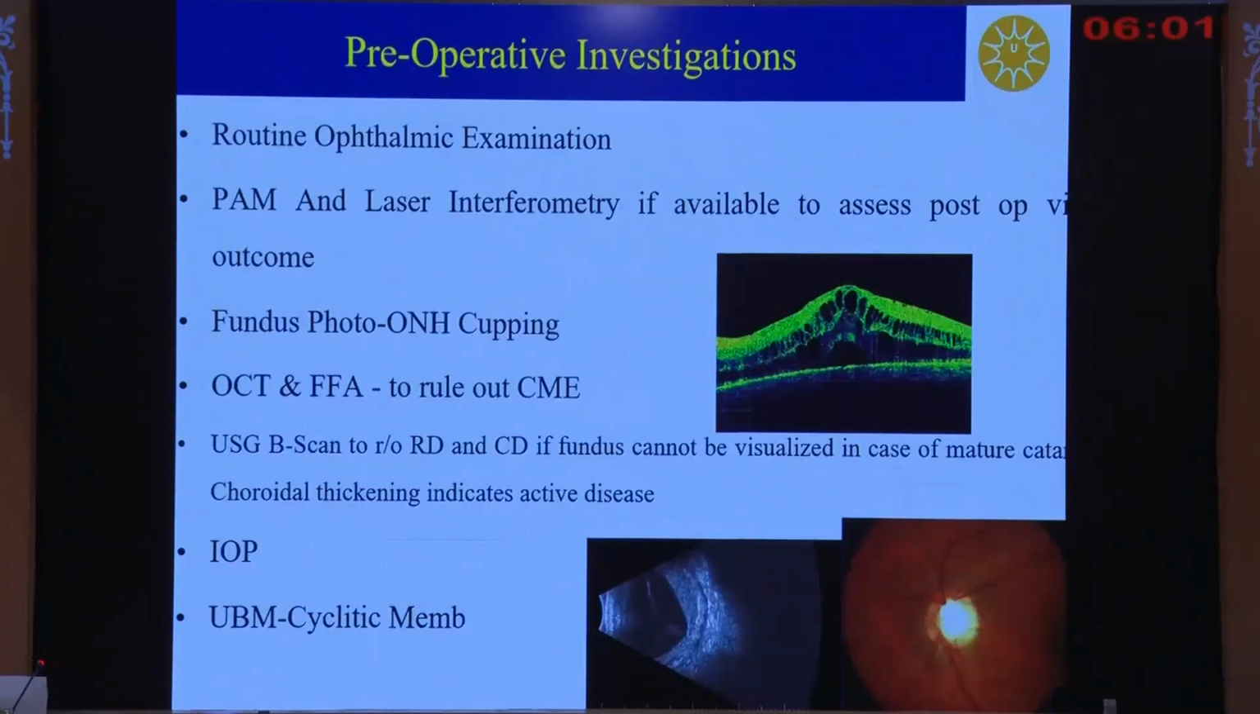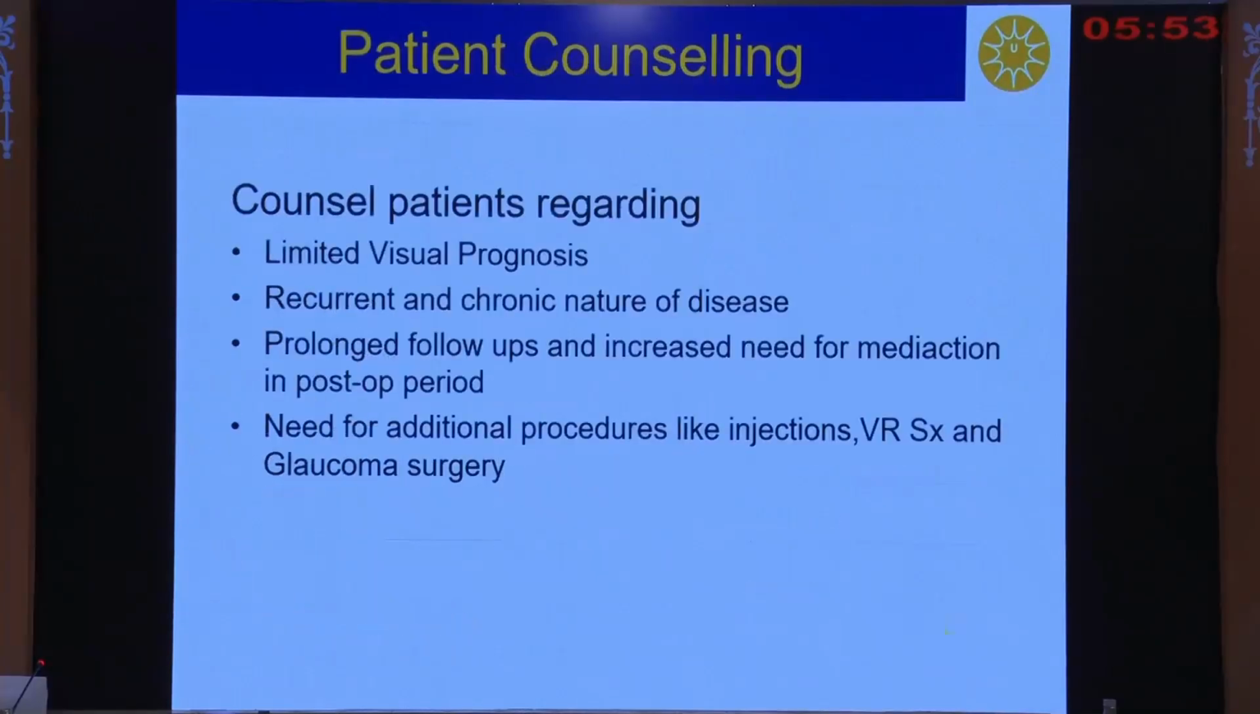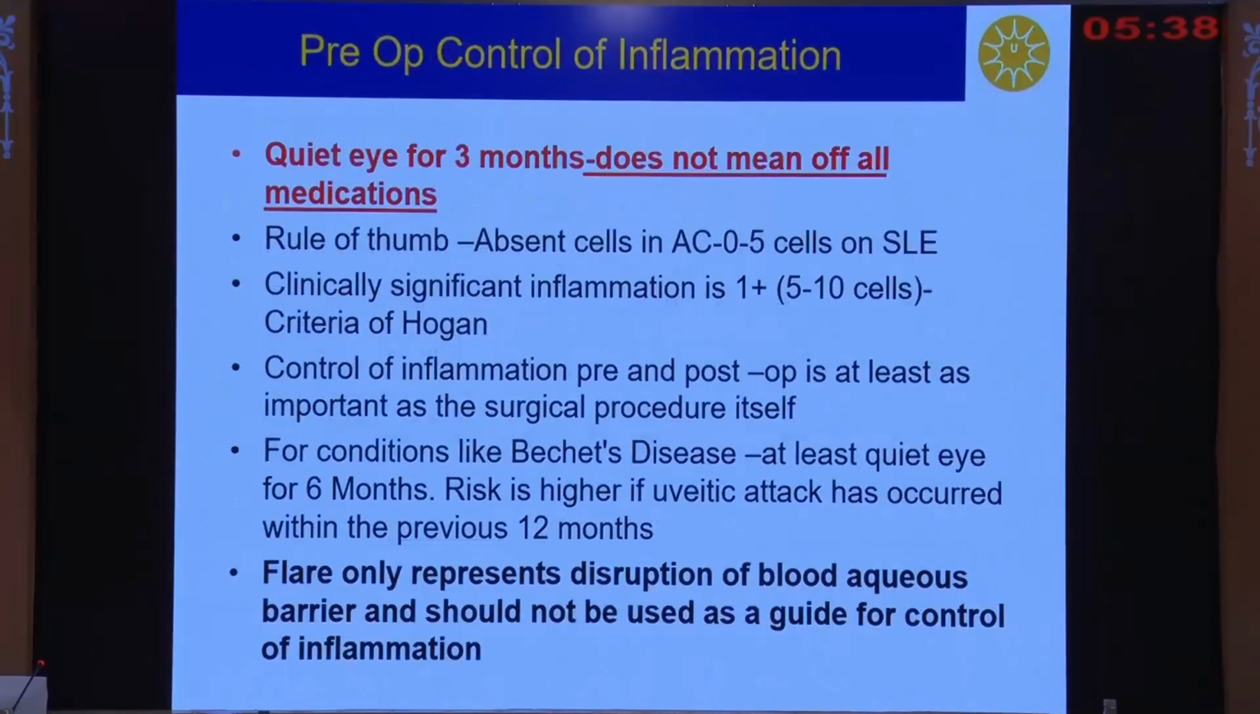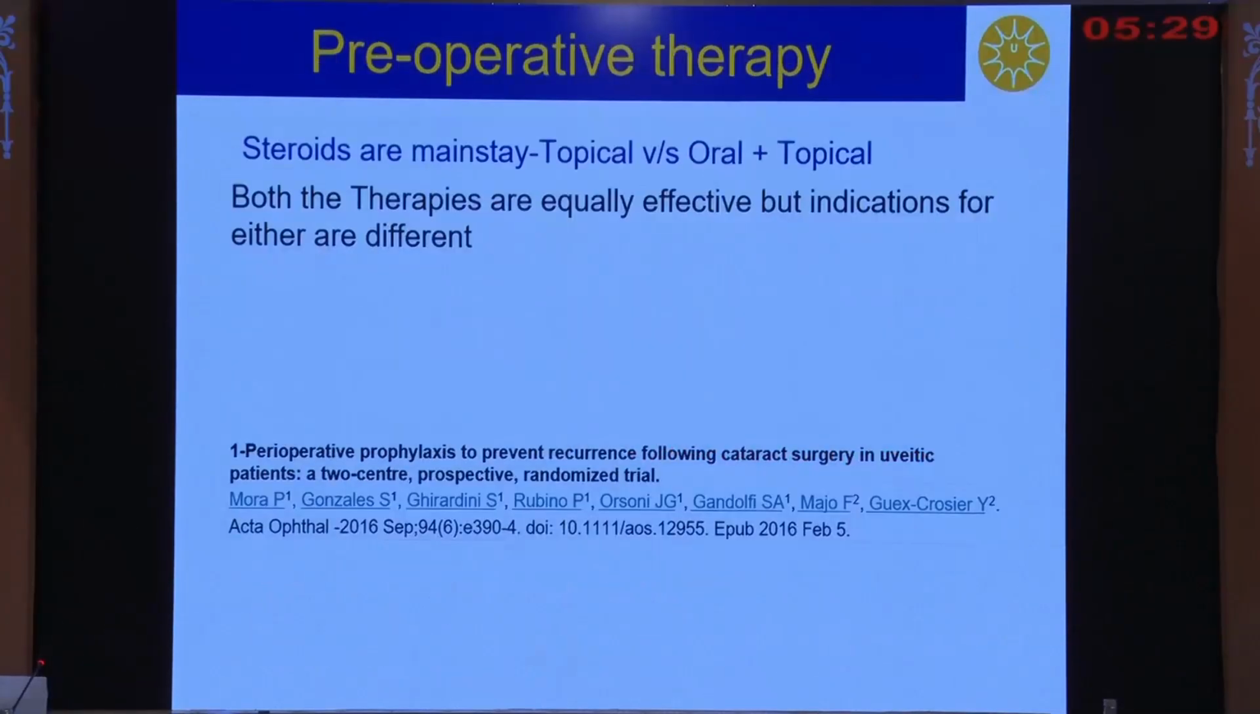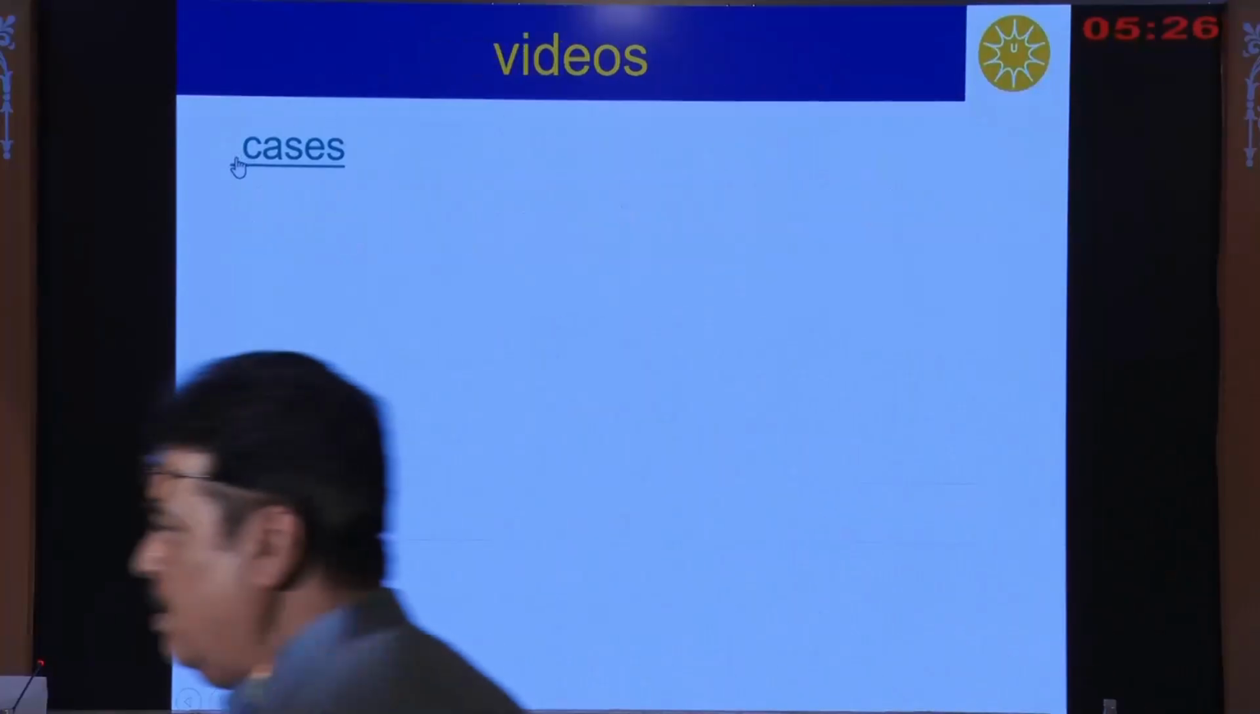All the routine examination and laboratory tests should be done. After that we should counsel the patient about the limited visual prognosis, the recurrent and chronic nature of the disease, prolonged follow-up, the increased need for medication in the post-op period, and the need for additional surgery. The eye should be quiet for 3 months, on medication. A steroid and antibiotic combination should be used. I am showing some cases.